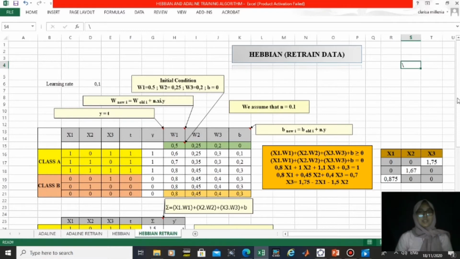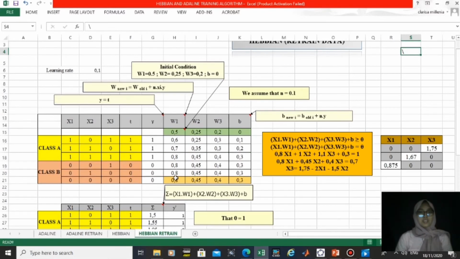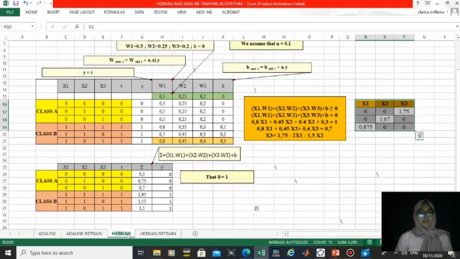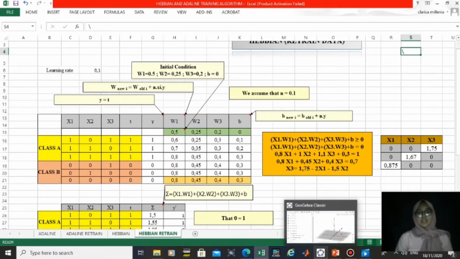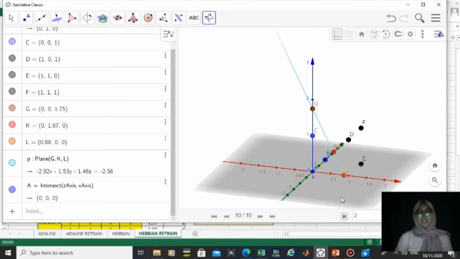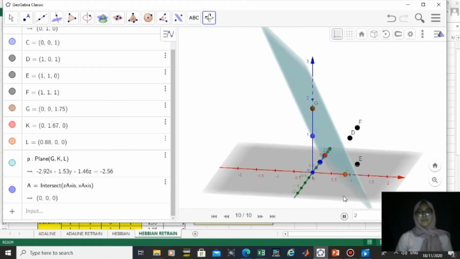So if we reverse the data, the value of weight is the same as before. Before we got 0.8, 0.45 and 0.4 and bias 0.23, and if we reverse the data, the weight and bias are the same. So the x1 and x2 are the same, and the plotting is the same as previously.